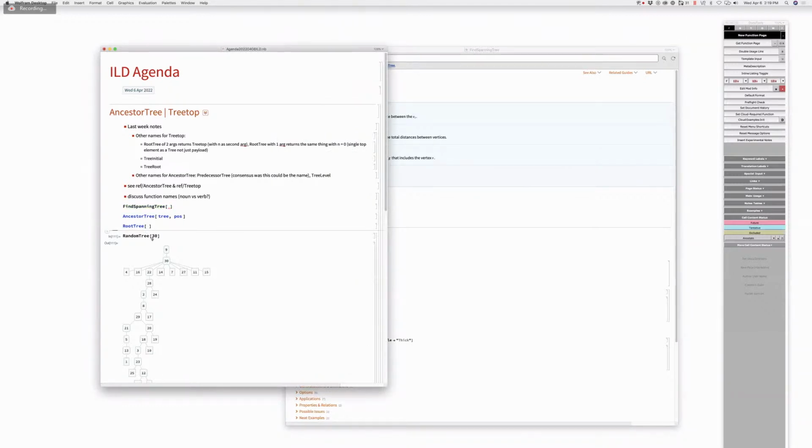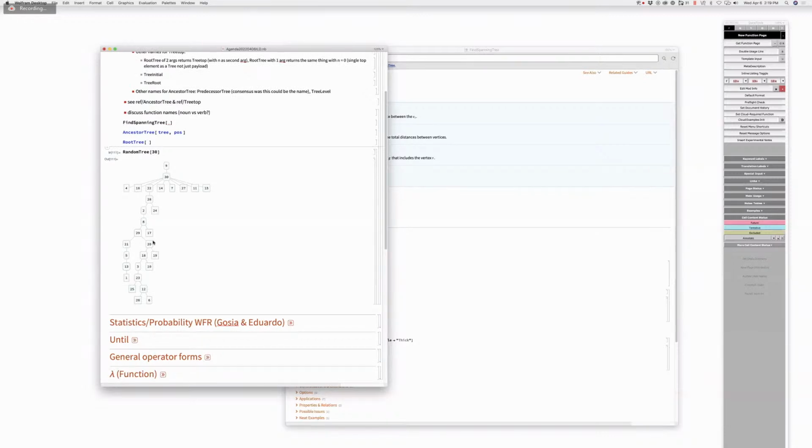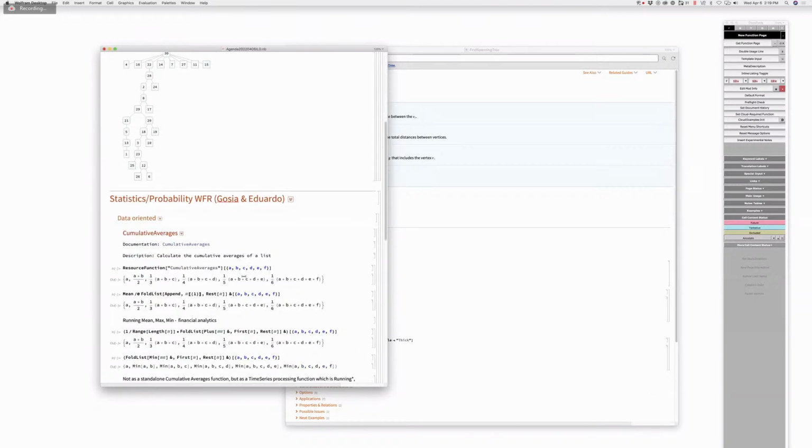Okay. Okay, are we on to the next topic? Yep. We have Eduardo and Gosha from Probability and Statistics here. We had them look over a handful of promising, or at least potentially interesting things from the function repository, and these were a handful of things they pointed out as being potentially useful and reasonably implementable.